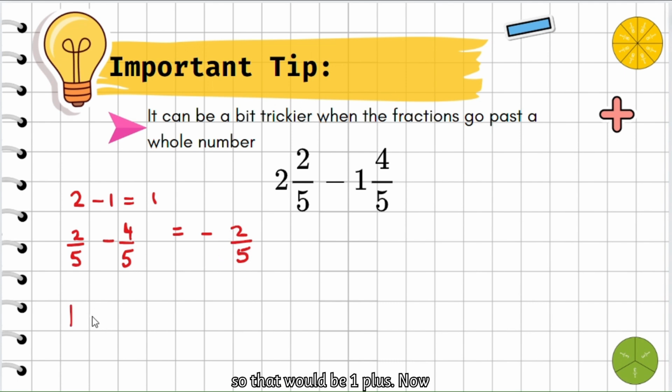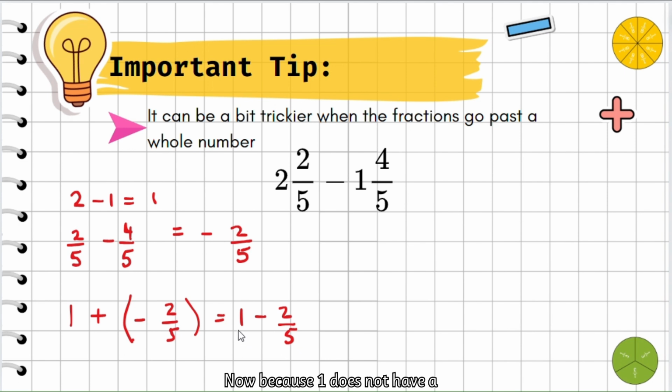Now we would add 1 to this negative fraction. So that would be 1 plus, now because it has a minus, we have to be careful that we put a bracket and then we put minus 2 over 5. And now again, we have to multiply the plus sign and the minus sign. The plus and minus multiply, we get minus. So that would be 1 minus 2 over 5.